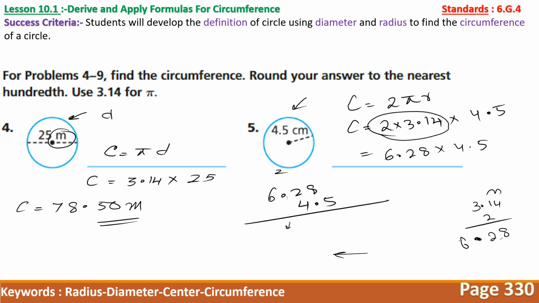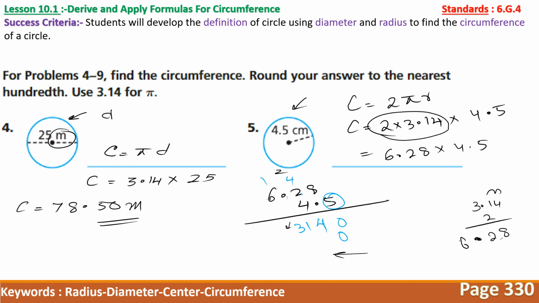Okay. So first multiply 5. 5 times 8 is 40. 0 down, 4 up. 5 times 2 is 10. 10 plus 4 is 14. 4 down and 1 up. 5 times 6 is 30. 30 plus 1 is 31. Put a 0 down. Now multiply everything with the 4.